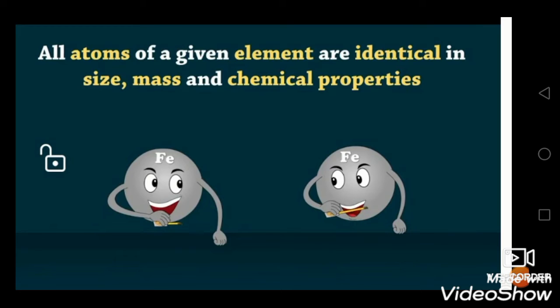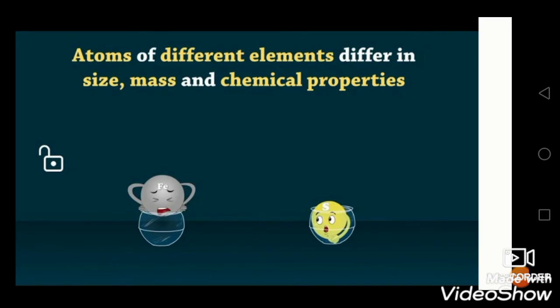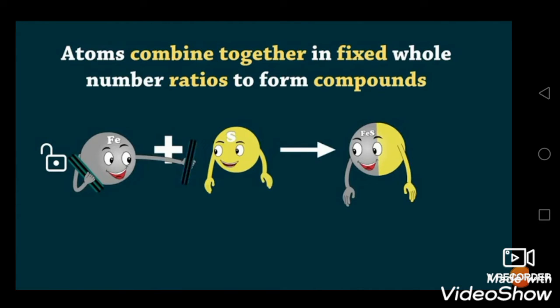The second point is all atoms of a given element are identical in size, mass, and chemical properties. For example, if we take 2 atoms of oxygen, they are identical in size, mass, and chemical properties. The third point is atoms of different elements differ in size, mass, and chemical properties. The atoms of oxygen and atoms of nitrogen are different in properties. The fourth point is atoms combine together in fixed whole number ratios to form compounds, or compounds are formed by atoms in a fixed ratio.